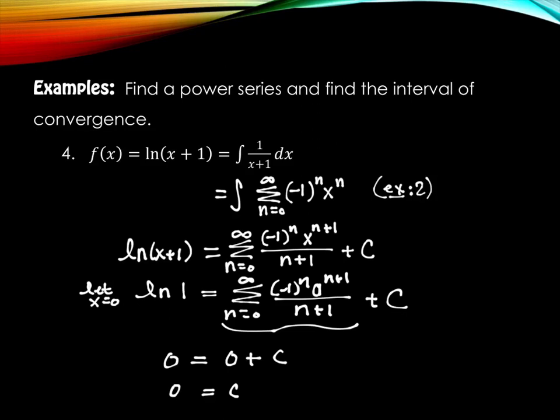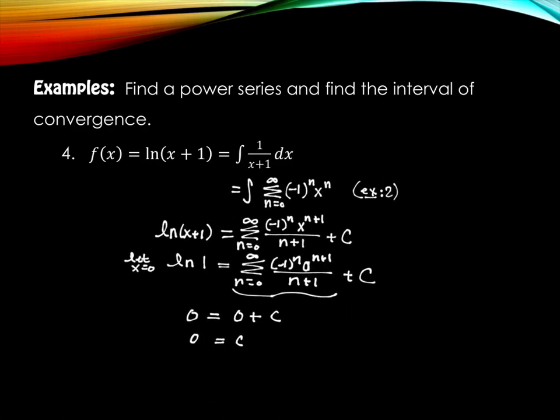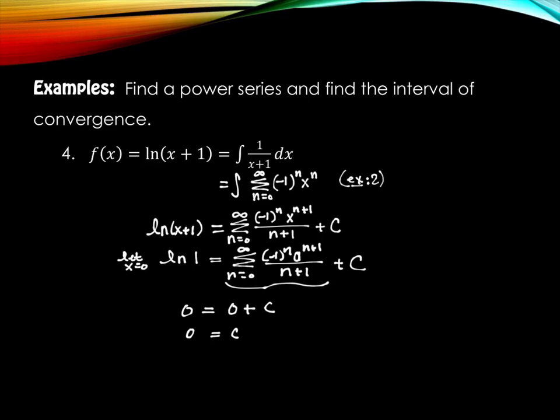Got my x's, zeros everywhere. So c is 0. And so the natural log of x plus 1 is equal to the summation from n equals 0 to infinity of negative 1 to the n, x to the n plus 1 over n plus 1. And what about my interval of convergence?